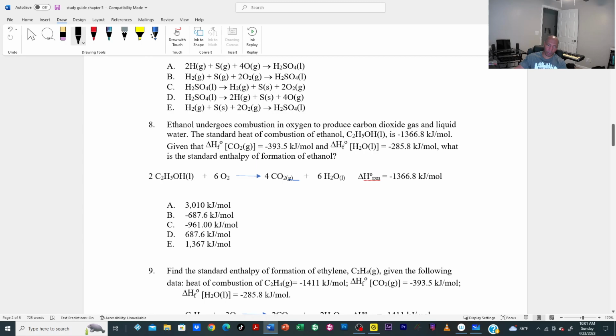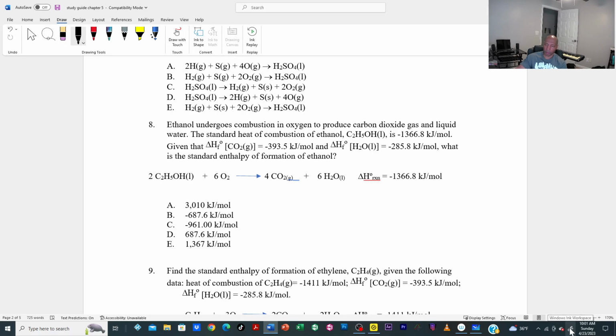So they're telling us the enthalpy change for this reaction. But remember, we're doing the direct method. Now they give us the enthalpy of formation of carbon dioxide. The enthalpy is negative 393.5 kilojoules per mole. Enthalpy of formation of water, liquid water, is negative 285.8 kilojoules per mole.